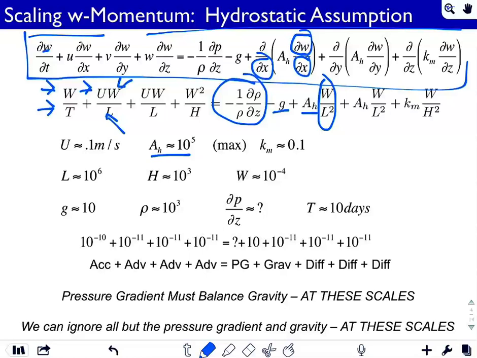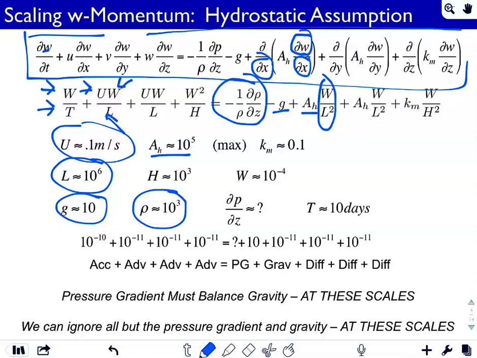We're going to plug in a rough value for that, and we come up with our sense of what these are. So we're going to use 10 centimeters per second for U, and the length scale again will be 1,000 kilometers. G we know is 10 meters per second squared, and the density is 1,000 kilograms per meter cubed. Depth is roughly 1,000 meters.